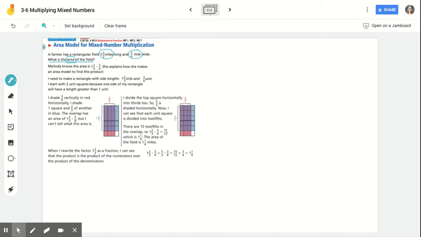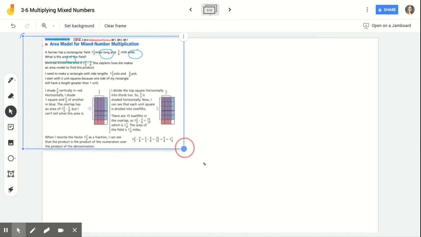All right, is yours all marked up like mine? And then it says, Melinda knows the area is 1 2/3 times 3/4. She explains how she makes an area model to find this product. Melinda's thinking is this: I need to make a rectangle with side lengths 1 2/3 units and 3/4 units. I start with 2-unit squares because one side of my rectangle will have a length greater than 1 unit. Ooh, okay. And then she does quite a bit of drawing that goes along with her thinking. I like that the book provided this, but what I don't like is that it is pretty confusing, especially since we don't see the steps in which she took to draw this. So we're going to be drawing this together.